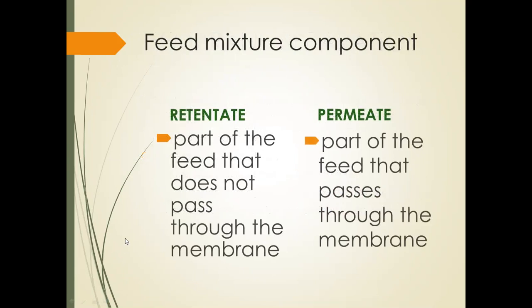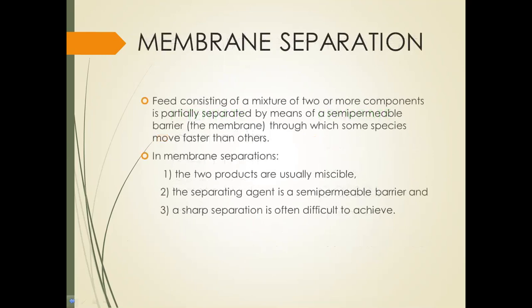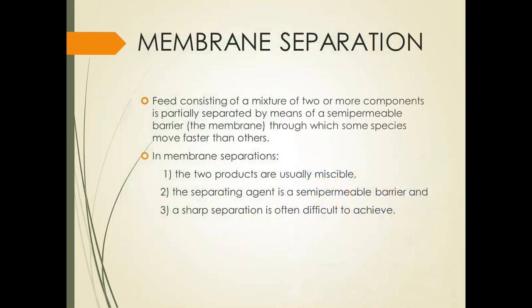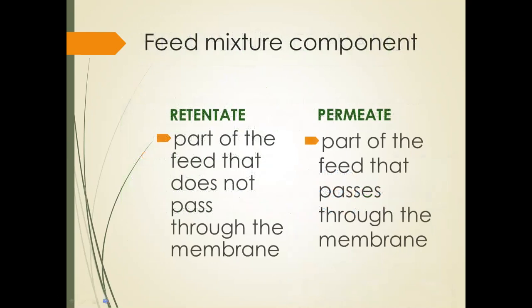The feed mixture is composed of the retentate and the permeate, the original mixture that needs to pass through the membrane. So if you recall in the illustration that was shown to you a while ago, those that were allowed by the membrane to pass through is the permeate. The remaining solution on the other side, which were not allowed to pass through, or in terms of diffusion rate, has a slower rate of passing through the membrane, is the retentate. So from the term retention, it was not allowed by the membrane to pass through. So the part of the feed that does not pass through the membrane and the part of the feed that passes through the membrane are referred to as the retentate and the permeate respectively.